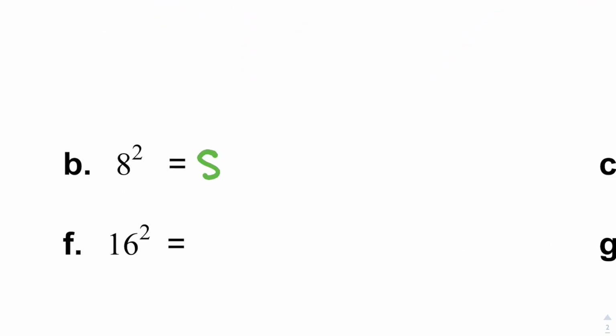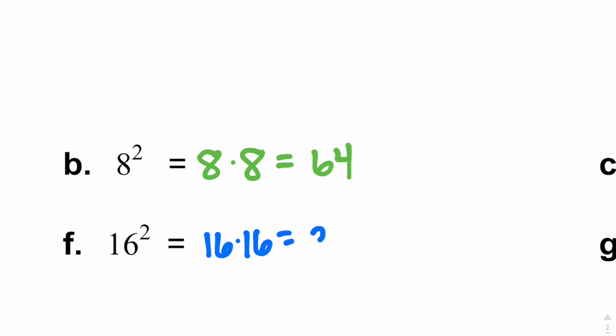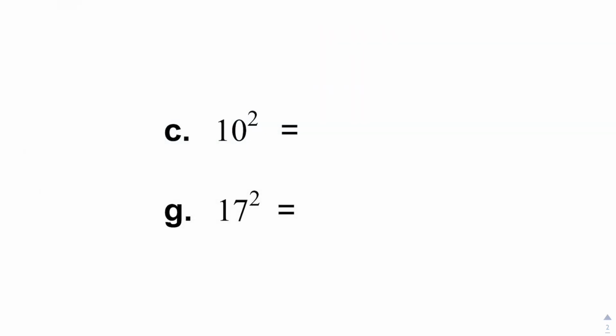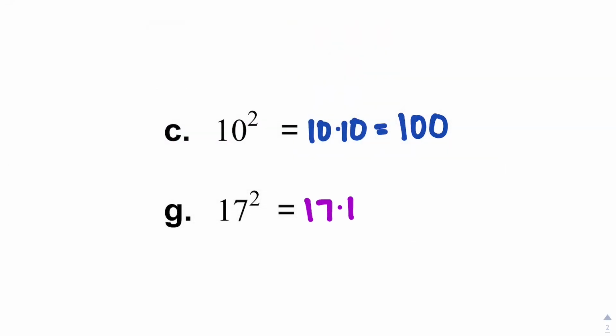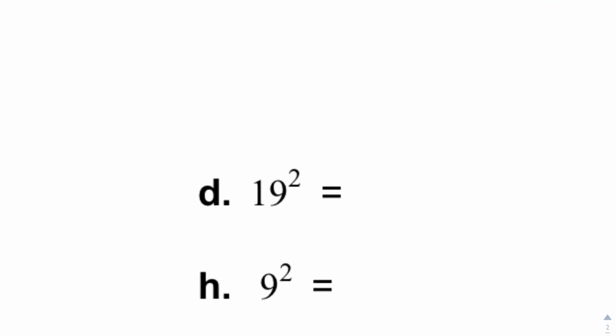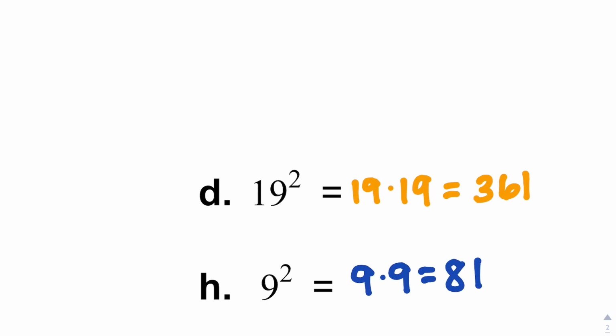Okay, 8 squared is 8 times 8, letter B, which is 64. For letter F, 16 squared means it's 16 times 16, which is 256. For letter C, 10 squared, that's 10 times 10. It's not 20, it's 100. 17 squared is 17 times 17, which is 289. Okay, we have 2 more to go. 19 squared is 19 times 19, which is 361. And our final 9 squared, letter H, is 9 times 9, which is 81.